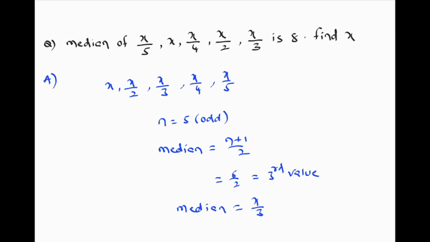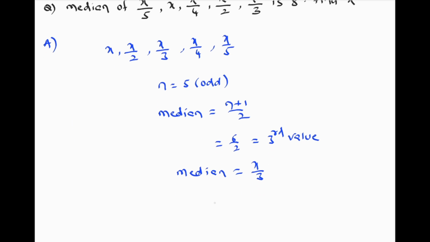But what is the median of the given data? That is 8. So 8 is equal to x by 3. Therefore x will be equal to 24.